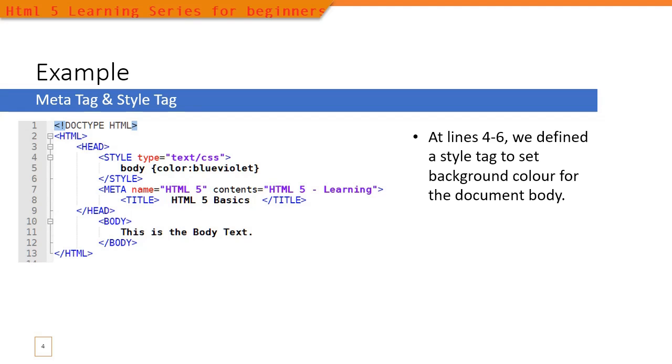So if you look at the body tag, there is a text. This is the body text. So when the browser renders this HTML document, it parses this style information and it knows that inside the body tag, whatever text appears needs to be rendered in blue violet color.